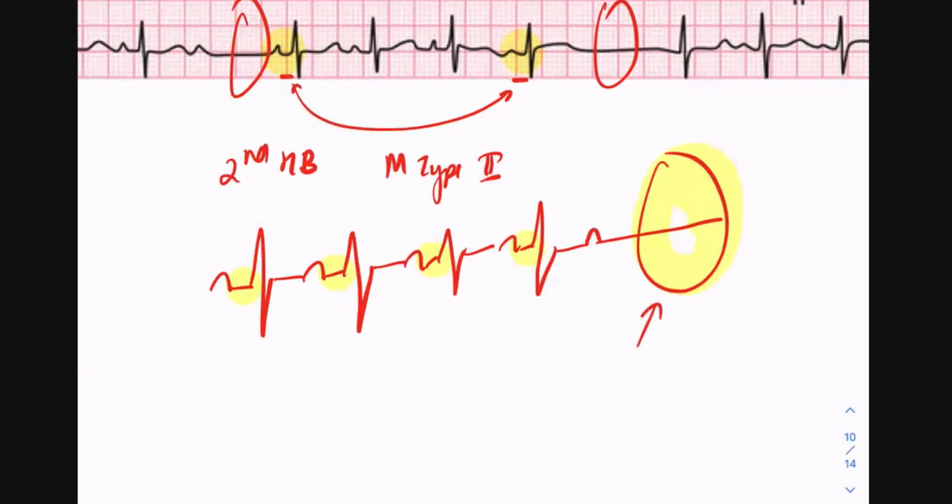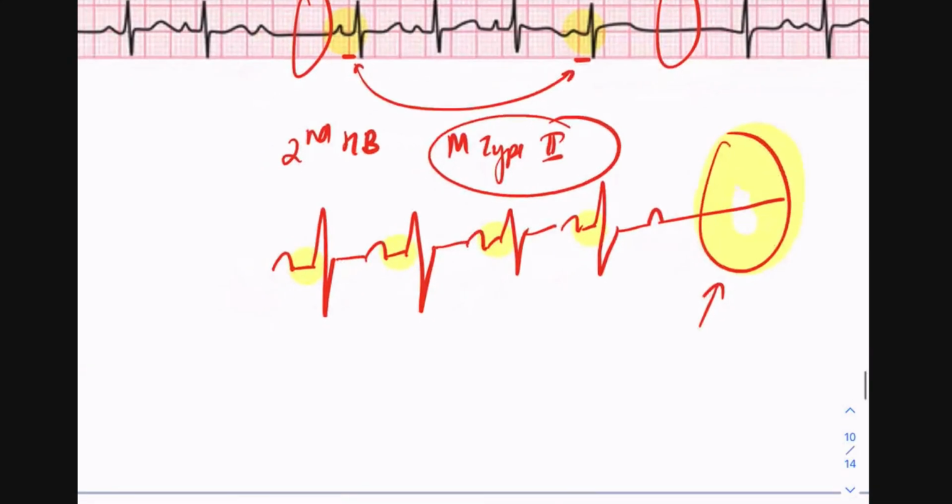Okay, so Mobitz type 2, we also treat this with a pacemaker. This is always pathological. We treat this with a pacemaker, and we're concerned because this could at any time progress to a 3rd degree heart block. Okay, let's move on.